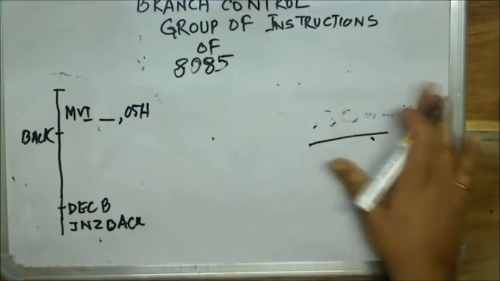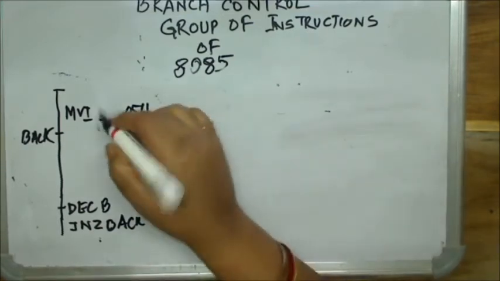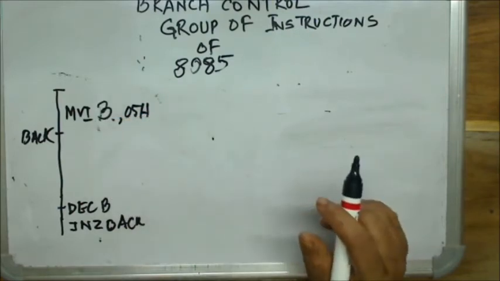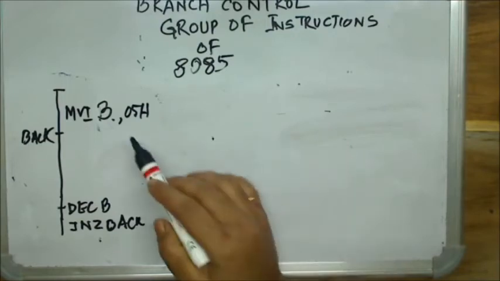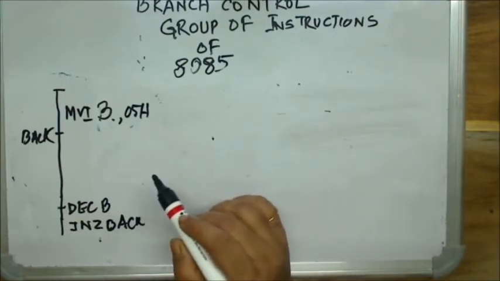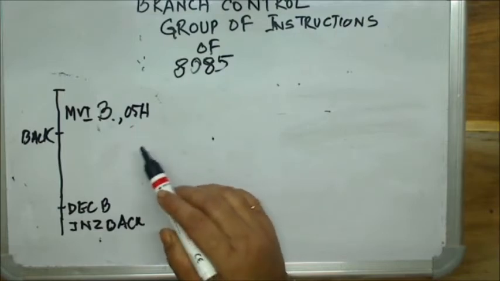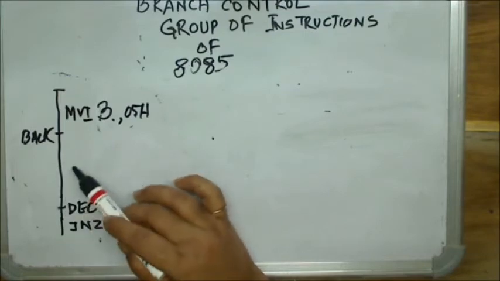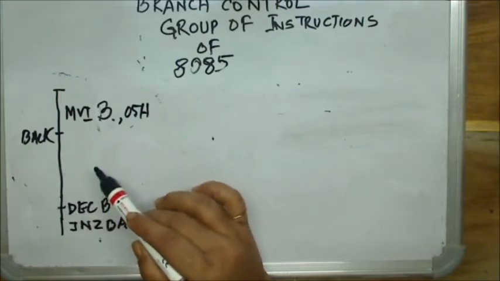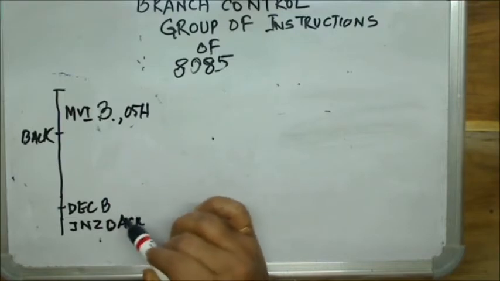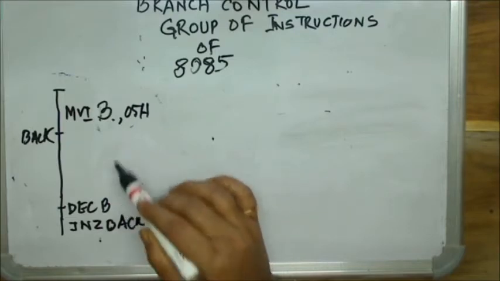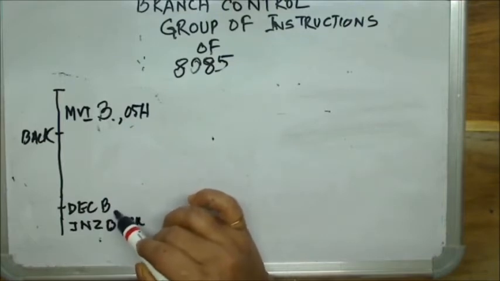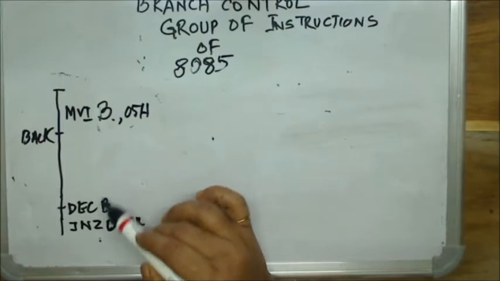So in the example, I am using register B, that is MVI B, 05H. So I've initialized the counter. Now I will go on doing the loop again and again till the counter B becomes 0. In every iteration, I will decrement the register B. See, I have written DEC B. So one iteration is over.